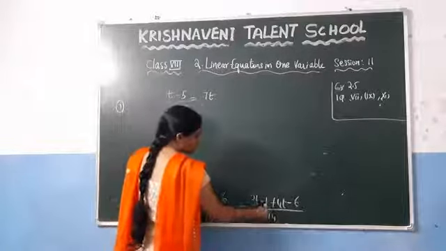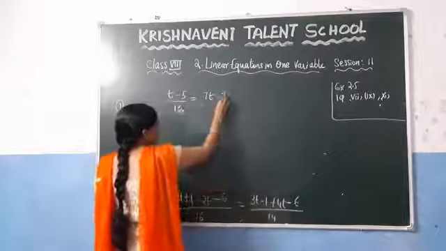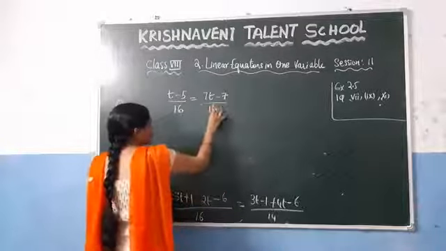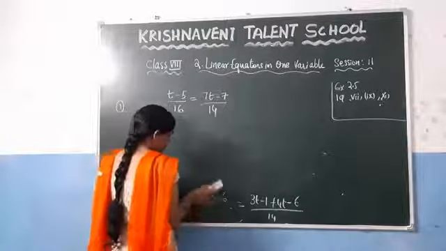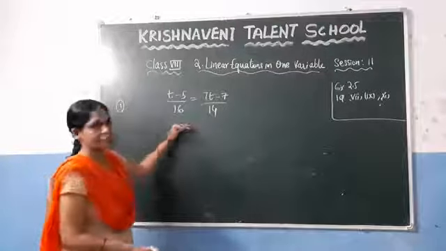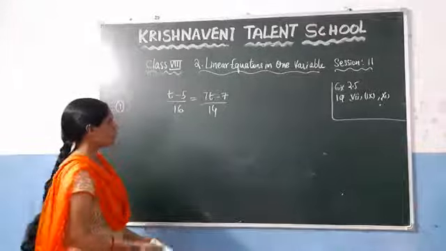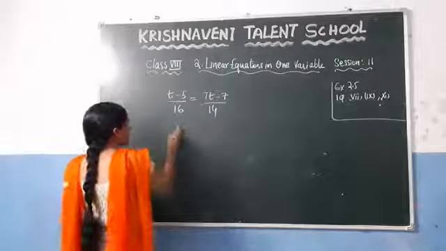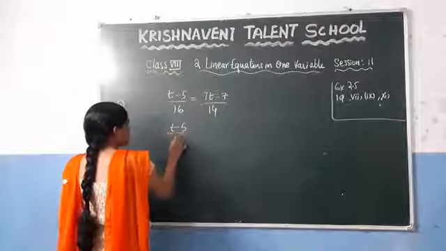And what is the value of minus 1 minus 6, which is minus 7 by 14. Right? Now you got this equation. Because these two fractions are equal, at this step you can cross multiply. Before doing the cross multiplication, let us simplify this one. T minus 5 by 16.